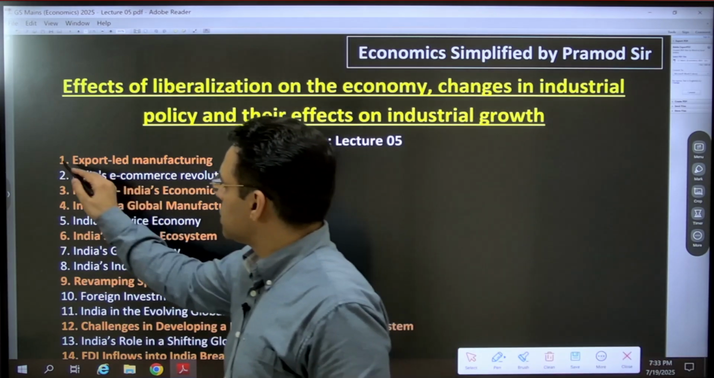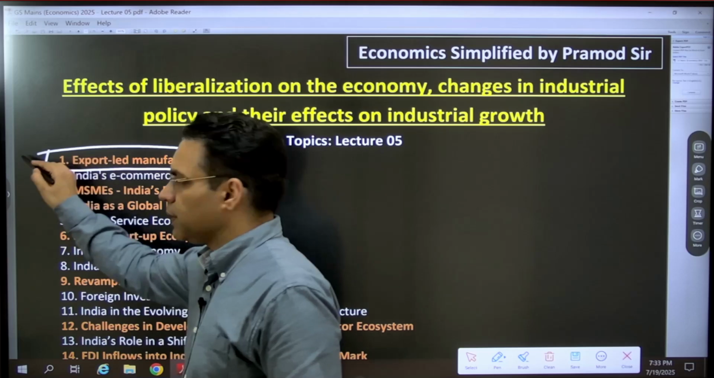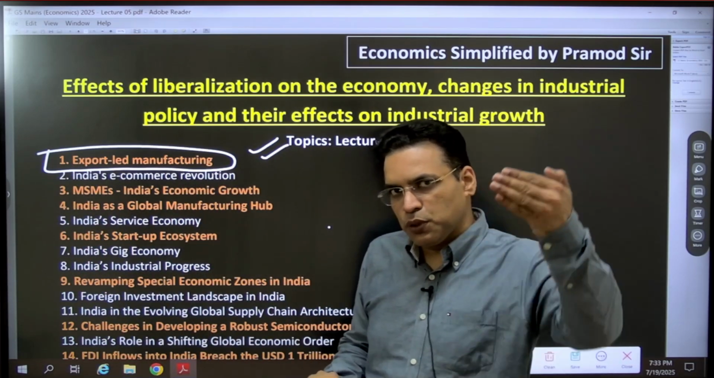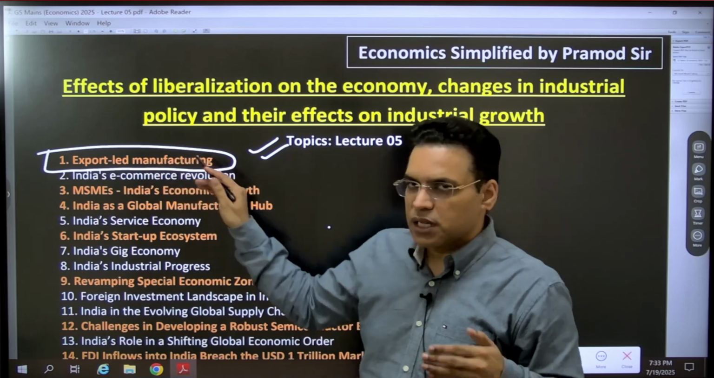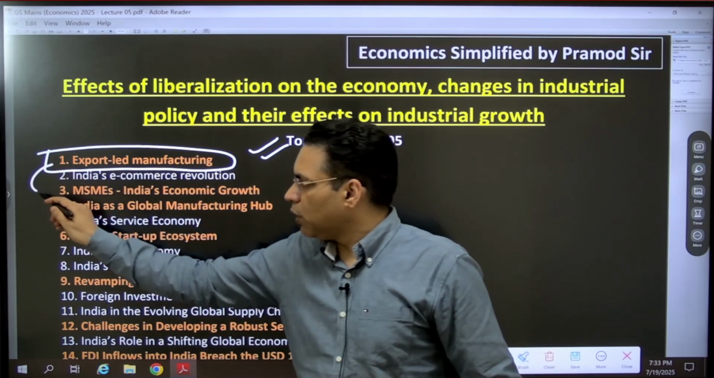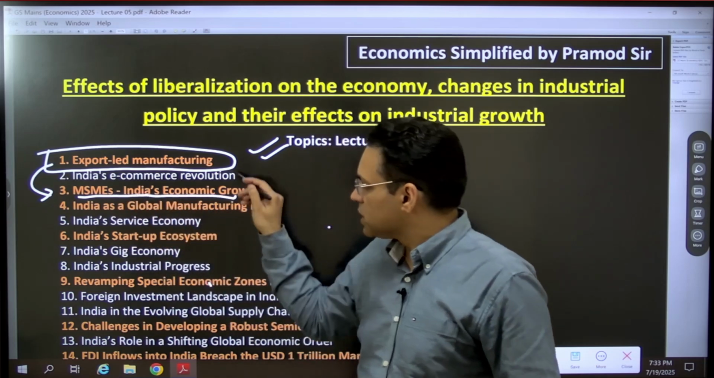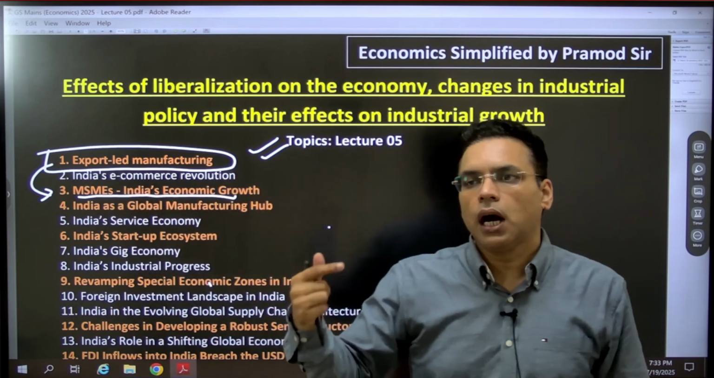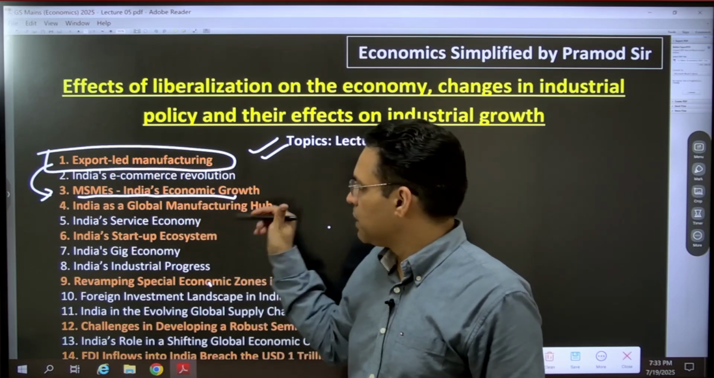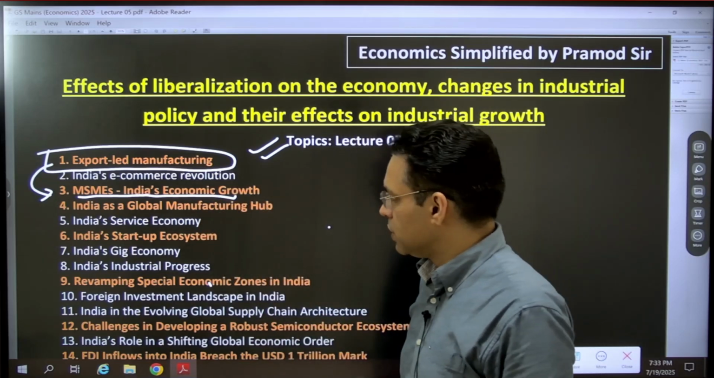So the topics which are there, first is the export-led manufacturing. Now, export-led manufacturing is always in the news. If you see the last few years' PYQ, you will always get a question directly or indirectly. Then similarly we have a concept called MSME-led growth, and MSMEs are a booster for exports also. 40% of India's exports come from MSMEs. MSME is medium, small, micro industries.